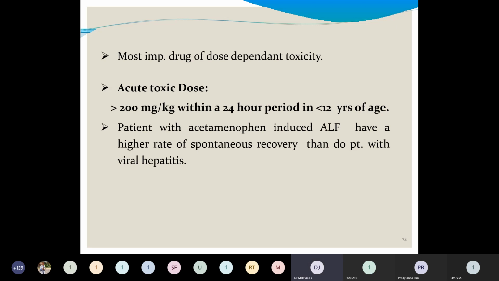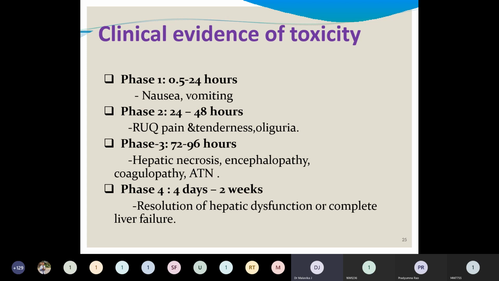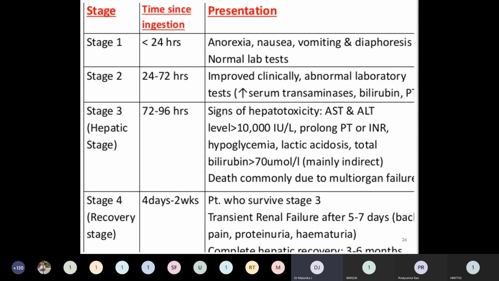Patients with acetaminophen-induced acute liver injury have a higher rate of spontaneous recovery than patients with viral hepatitis. So what is the clinical evidence of toxicity? It is classified into 4 stages. Whenever the child comes to the casualty or OPD, you need to assess the duration of time since the child consumed it. Phase 1 will be less than 24 hours, where the child presents with anorexia, nausea, vomiting, and diaphoresis with normal test reports.